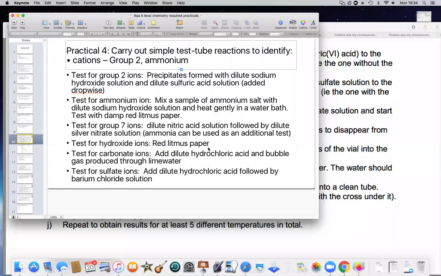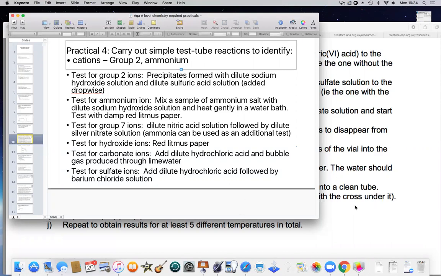Test for hydroxide, just use red litmus, that's absolutely fine. Carbonates, dilute hydrochloric acid should produce carbon dioxide, so you bubble the gas produced through lime water and turn the lime water cloudy. And sulfate, dilute hydrochloric acid followed by barium chloride. The dilute acid is required for exactly the same reasons you need dilute nitric acid before silver nitrate: to remove any ions that could give you a false reading, like carbonate ions.